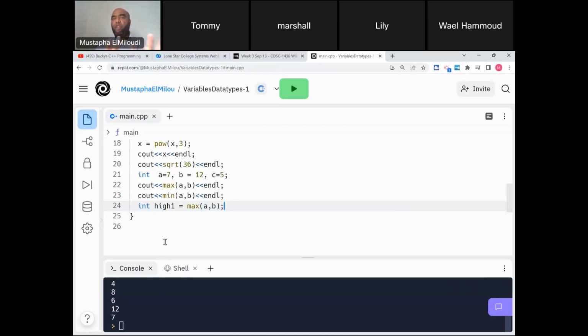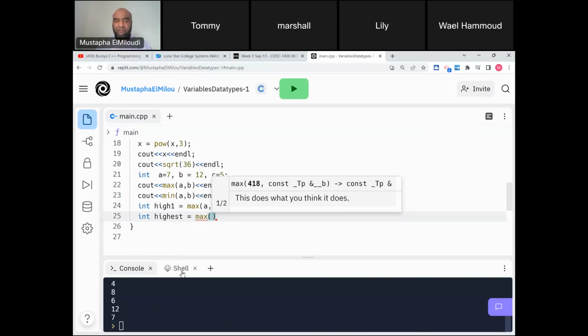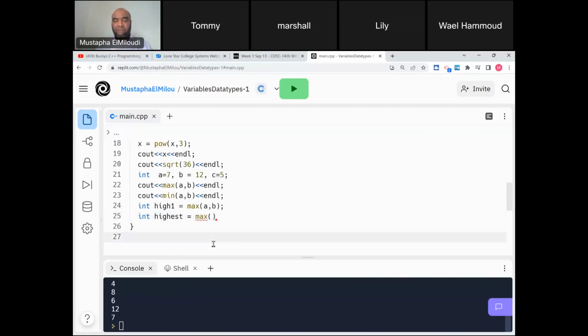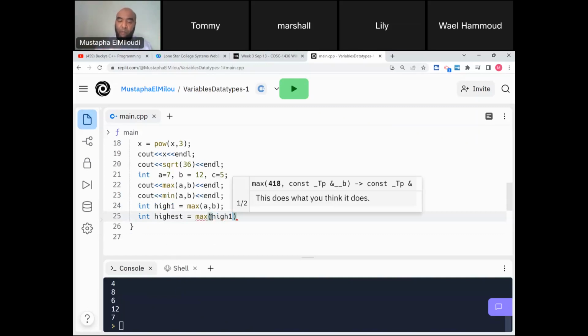A variable is nothing but a storage space. So now the computer knows the highest of the two. I may not know it, but the computer saved the value. And then I'm going to put here highest is max. What do you think I'm going to compare here? Start with a and b. Well, I already saved the highest of a and b, so I have only c left. I already have this variable, high one. It holds the highest of the first two. So I'm going to compare it with the third variable, which is c.